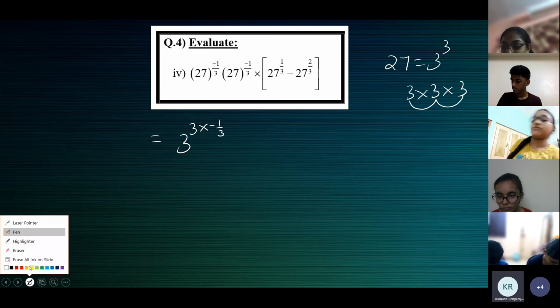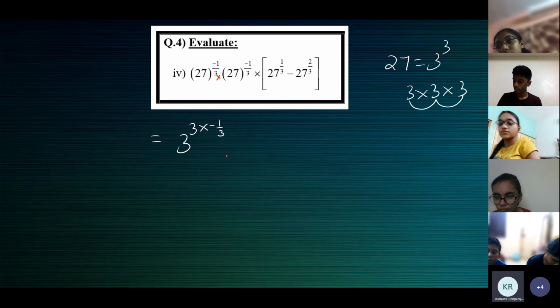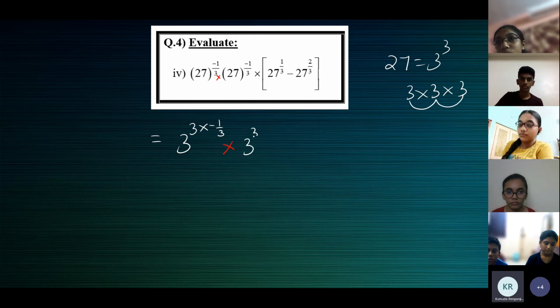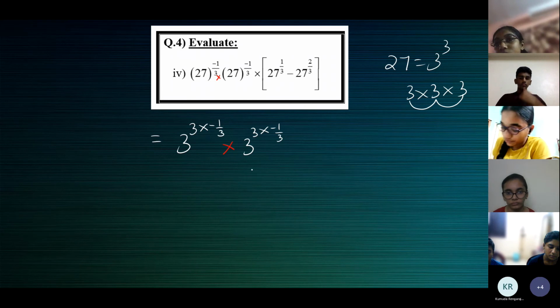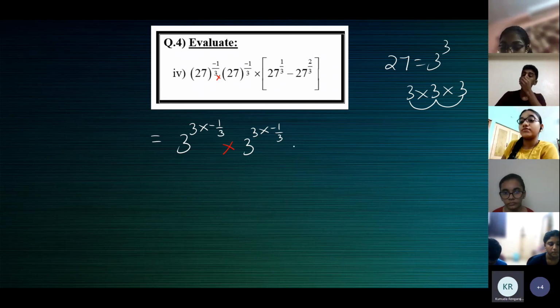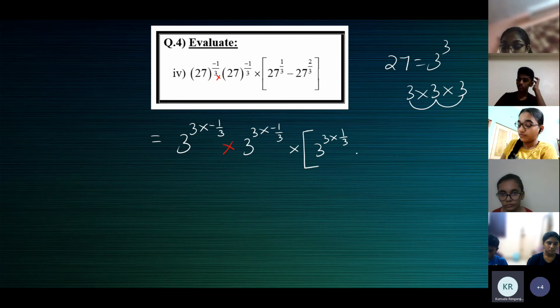And there is no connector, there is no sign here. That means it's multiplication. So into 3 to the power 3. Again, the same thing, 3 to the power 3 into minus 1 by 3. Then into square bracket, 3 power 3 into 1 by 3 minus 3 power 3 into 2 by 3, because the power is 2 by 3 there.